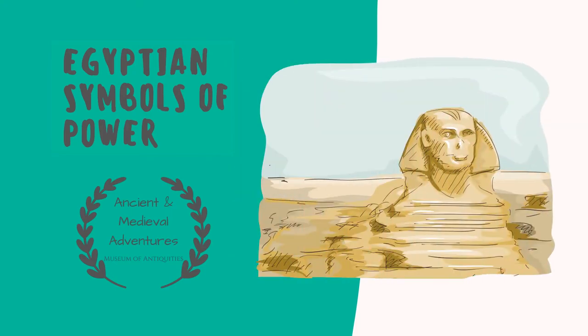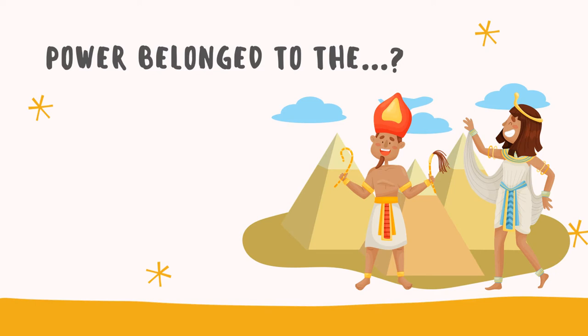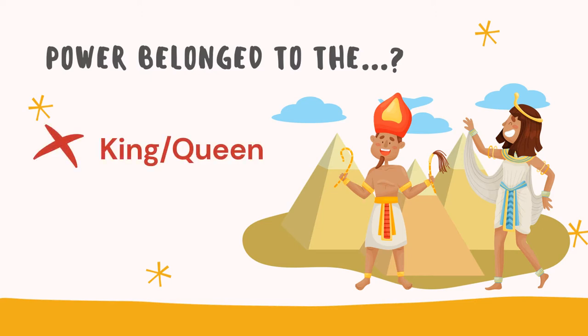Egyptian symbols of power. In ancient Egypt, the king was called a pharaoh. He was the most powerful person in Egypt, and it was his duty to lead and protect the people he ruled. To do this, it was very important for him to show his people and his enemies all the power he had. Using special symbols, the pharaoh's power was shown in artwork all around the kingdom. Let's look at some of those symbols now.